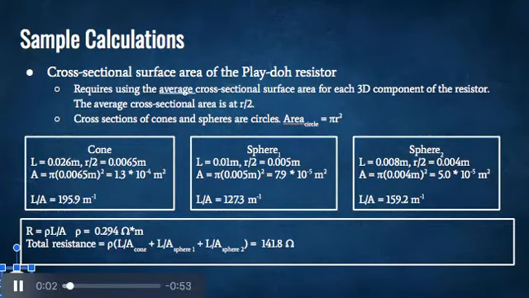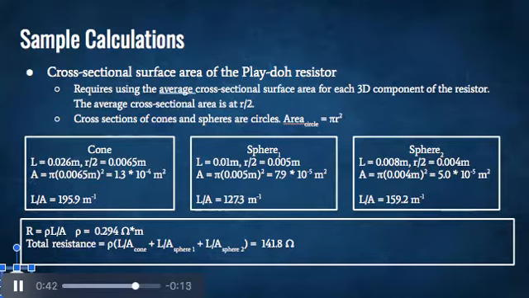In order to calculate the resistance of our homemade Playdoh resistor, it was necessary to find the cross-sectional surface area of each of the 3-dimensional shapes in our resistor. What complicated this calculation a bit is that our homemade resistor is made of a cone and 2 spheres, which do not have uniform cross-sectional surface areas along their lengths. So this required us to take the average cross-sectional surface areas for each of the components of our resistor, and this occurred when the radius was halved. And since the cross-sections of cones and spheres are circles, the cross-sectional surface area is equal to pi times radius squared.